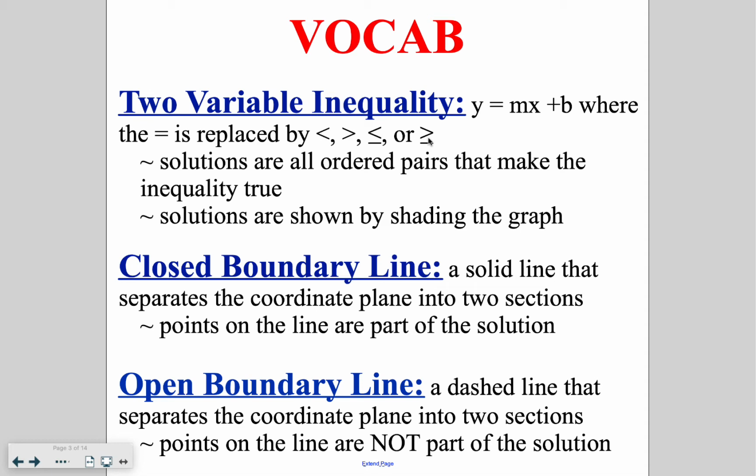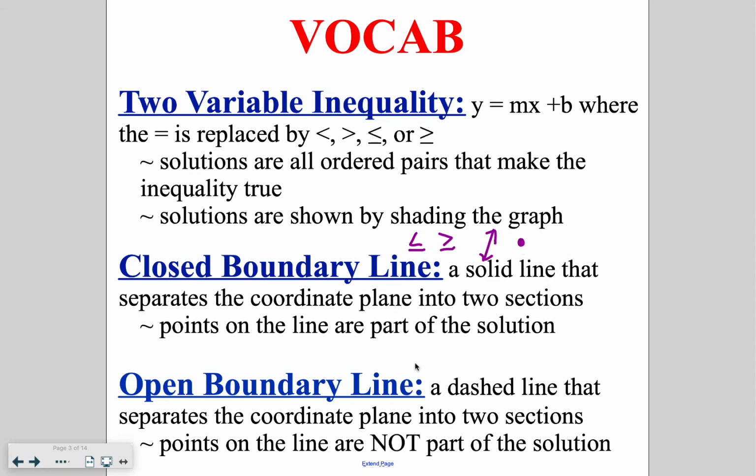If the inequality has a greater than or equal to or less than or equal to, so if it includes the equal to part, you are going to be using what's called a closed boundary line. So when you graph, you'll graph normally with one solid line. Think of that as the filled in dot when you were graphing singular inequalities.